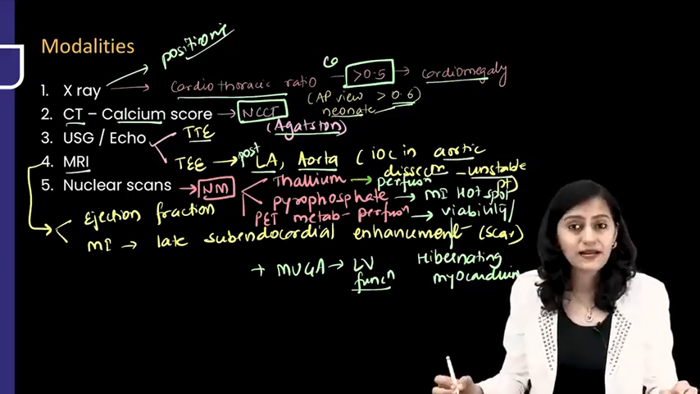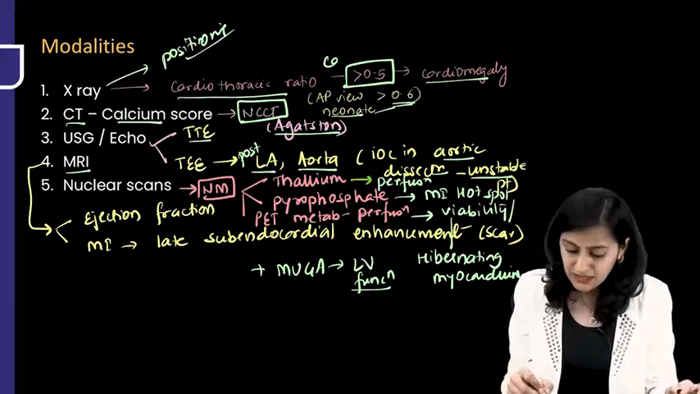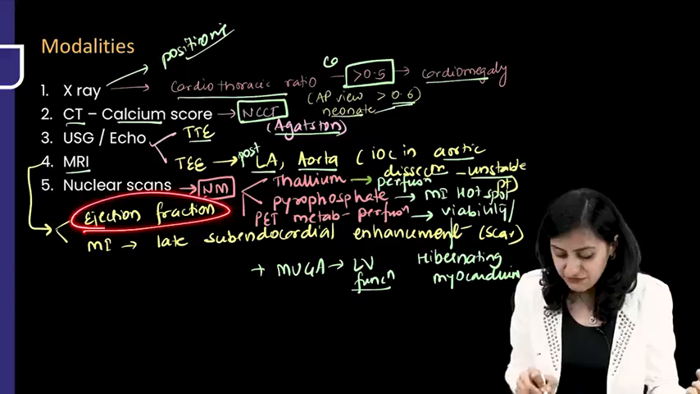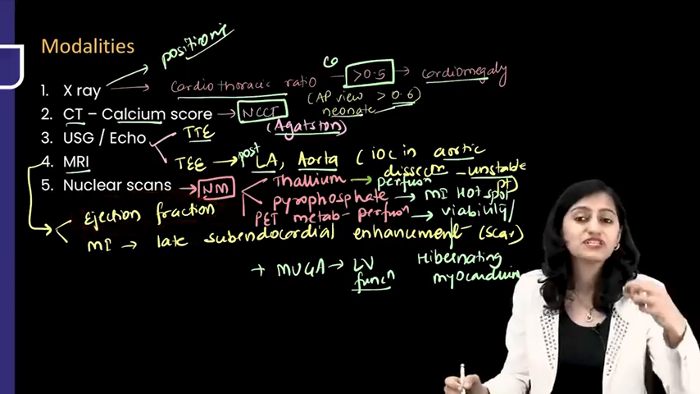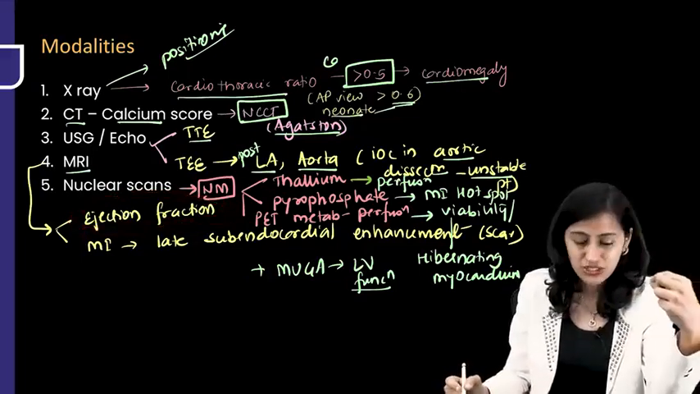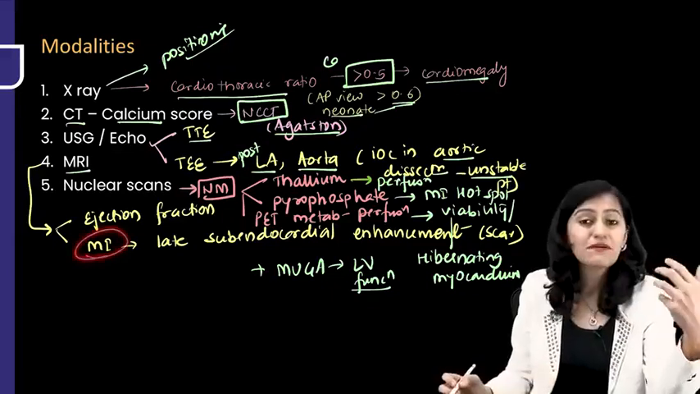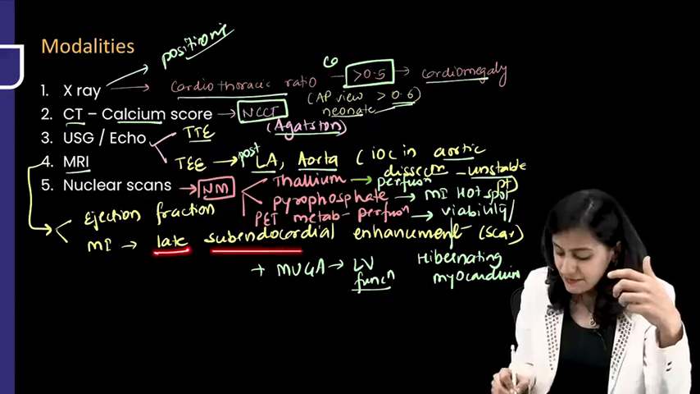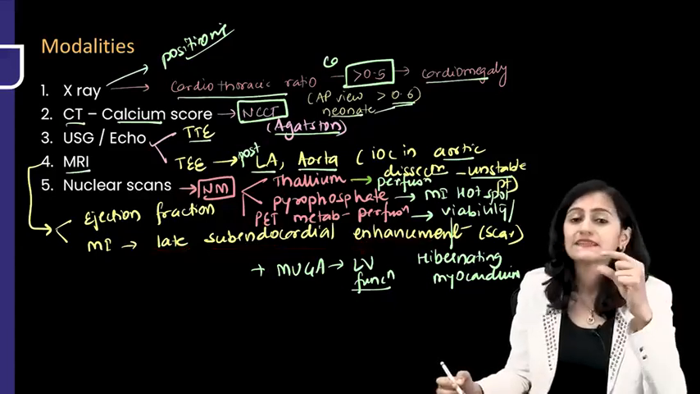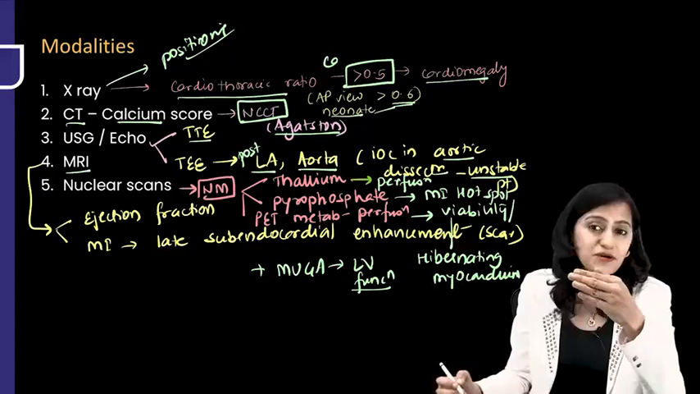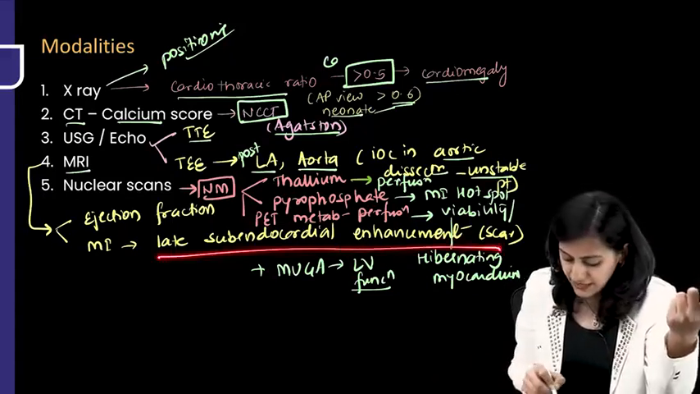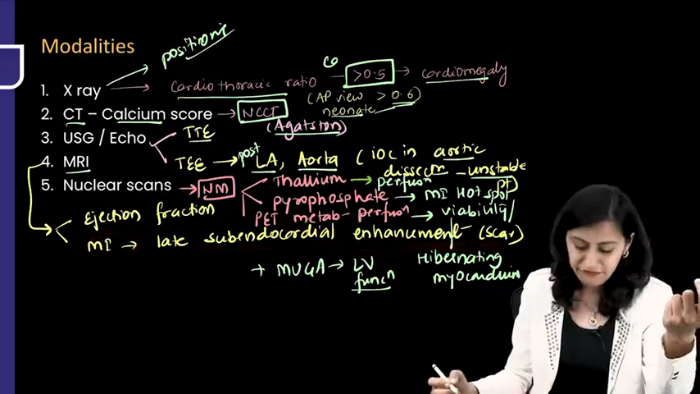Then we have MRI. Cardiac MRI is being used these days more often for ejection fraction, the left ventricular function. It is the most accurate investigation, and it can also help in MI. So if you have a patient who shows late subendocardial enhancement, that is suggestive of scar. The subendocardial region is the location of the myocardial infarct. So late subendocardial enhancement is suggestive of myocardial infarct.